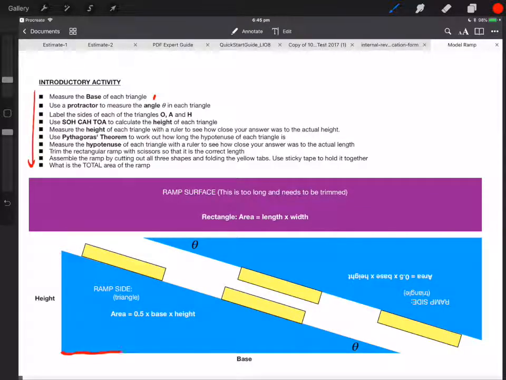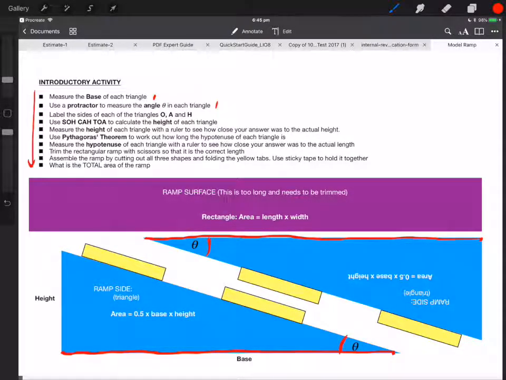So the triangle base, as you can see, is there. You need to measure that length with a ruler. Likewise, that length there is the base of the other triangle. The next thing is you need to measure the angle with a protractor. The angle we're talking about is this angle here, theta. Likewise, this angle here.